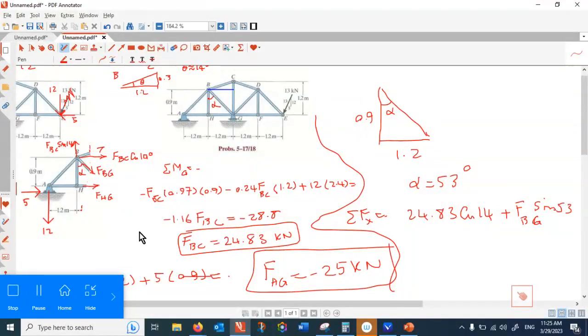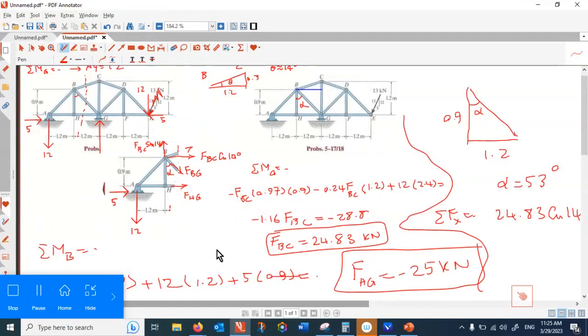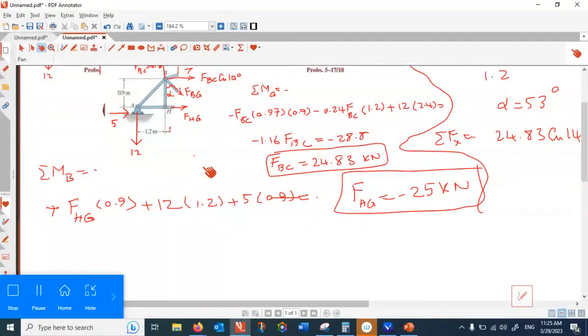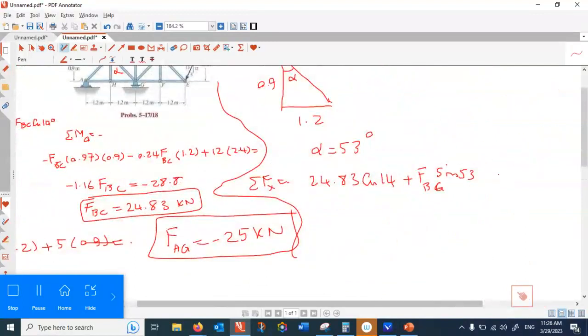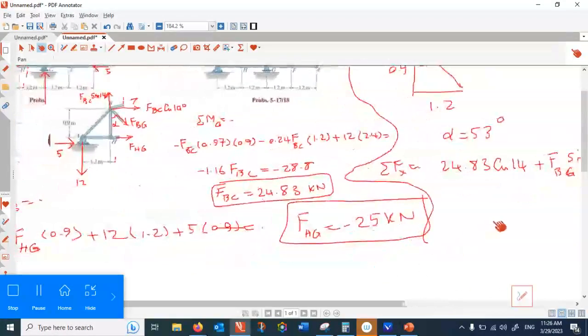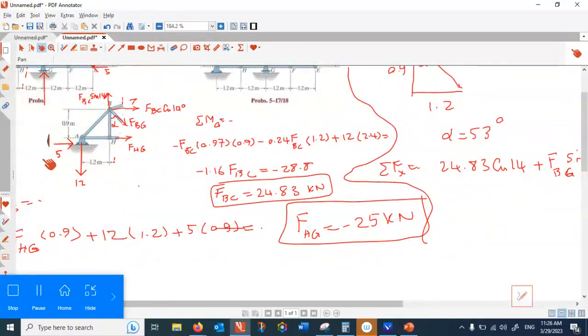And then FHG. FHG, was it positive or negative? Where did we find it? Yeah, that is minus 25. Minus 25, that's negative. And then finally, what other horizontal force do we have? Positive 5, correct?